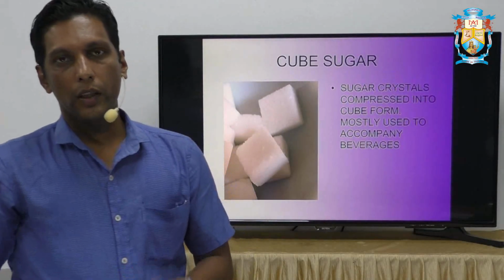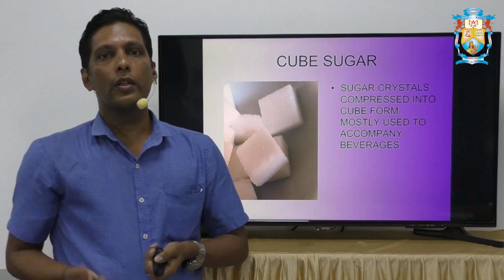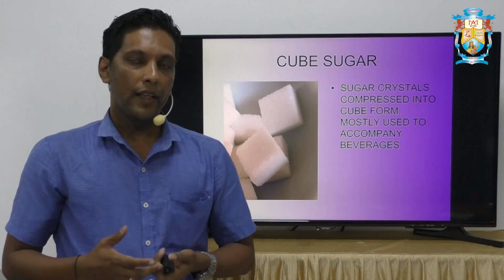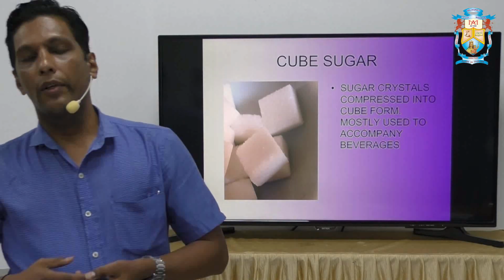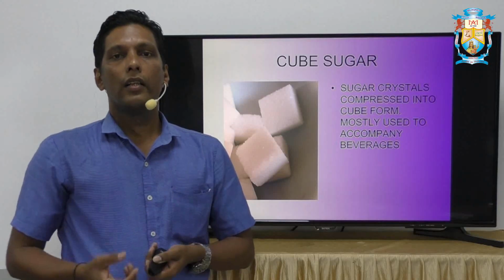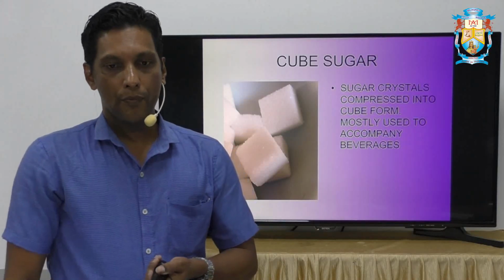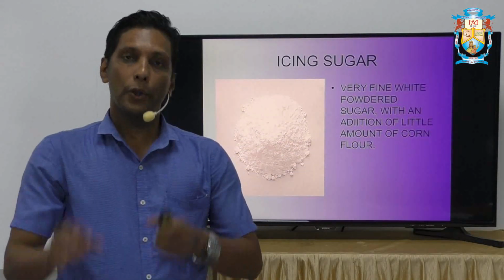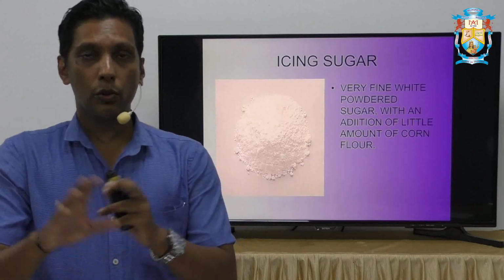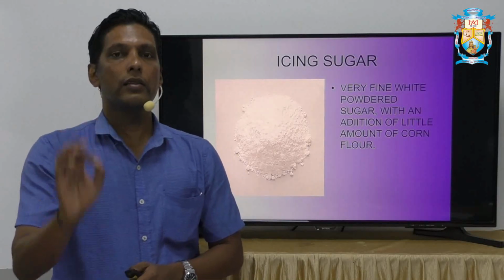Cube sugar. You can say it's a mixture of castor sugar which is formed into cubes. This kind of sugar you can find in a lot of coffee shops or cafes. If you go to Cafe Coffee Day or Barista Coffee, they serve this kind of sugar as an accompaniment. So these are the cube sugars. Icing sugar. Icing sugar is nothing but your powdered sugar. So don't get confused with the castor sugar or the icing sugar. Icing sugar is the powdered sugar.